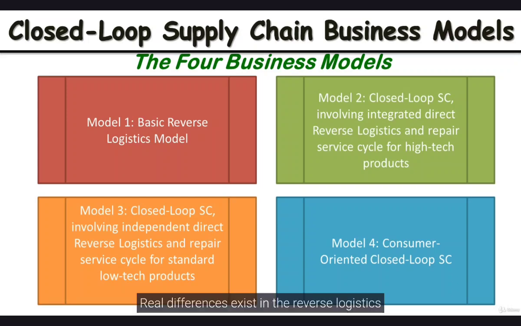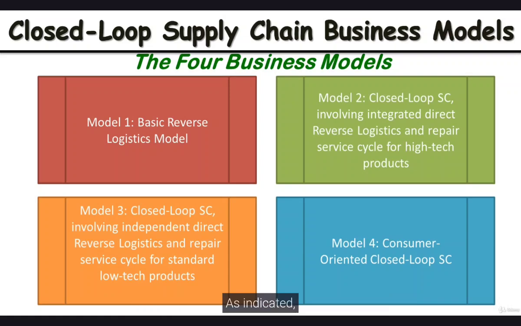Real differences exist in the reverse logistics and closed-loop supply chain processes under the different business models. In the pure independent reverse logistics process, Model 1, the process starts with the end user or purchaser's decision that the product is at the end of its life for the purposes of the original buyer and needs to dispose of the material. The whole reverse logistics process is carried out independently of the direct supply chain.